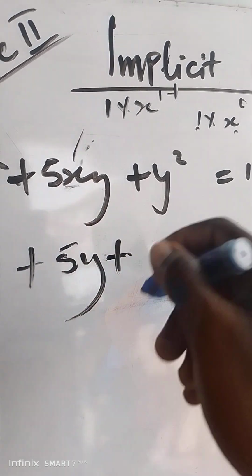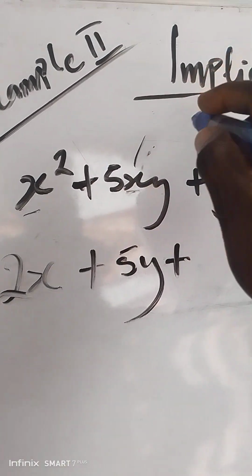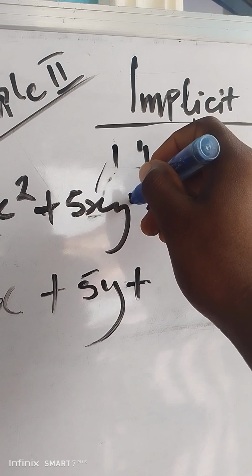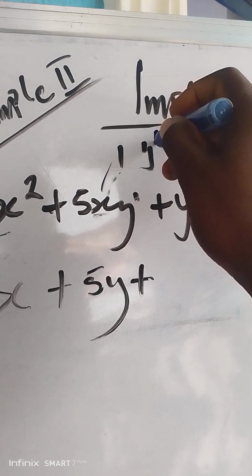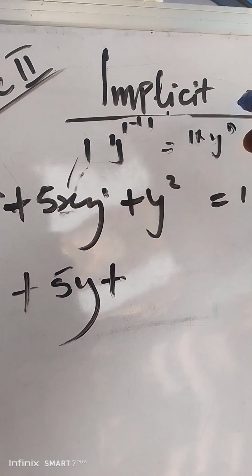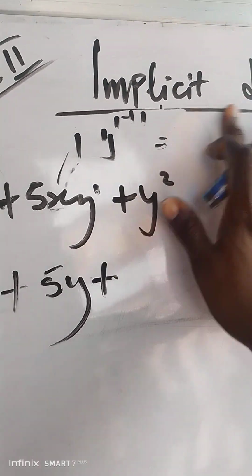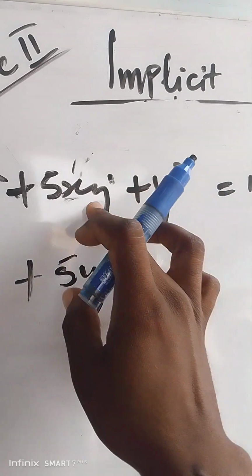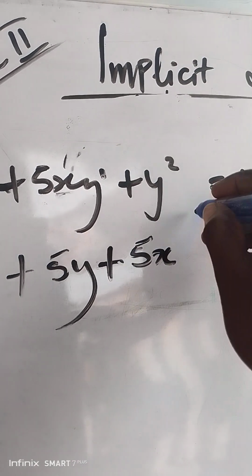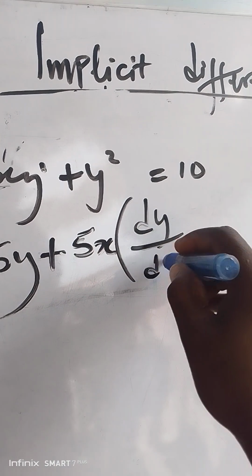Differentiating y, the same thing that happened here will also happen, where you will have 1 times, because there's a power of 1 here, times y raised to the power 1 minus 1. That will give you 1 times y raised to the power 0. Of course, 1 times 1 gives you 1. So that's 1 times this 5 gives you 5. y is gone. Then you have x left. But because we differentiated y, you add your dy all over dx.